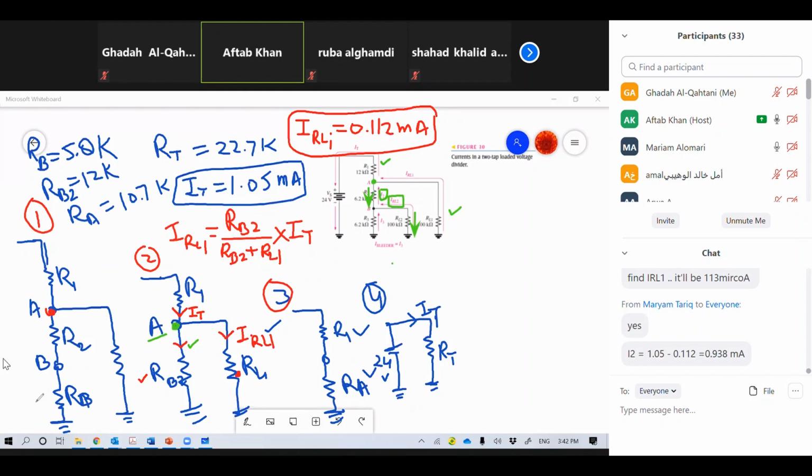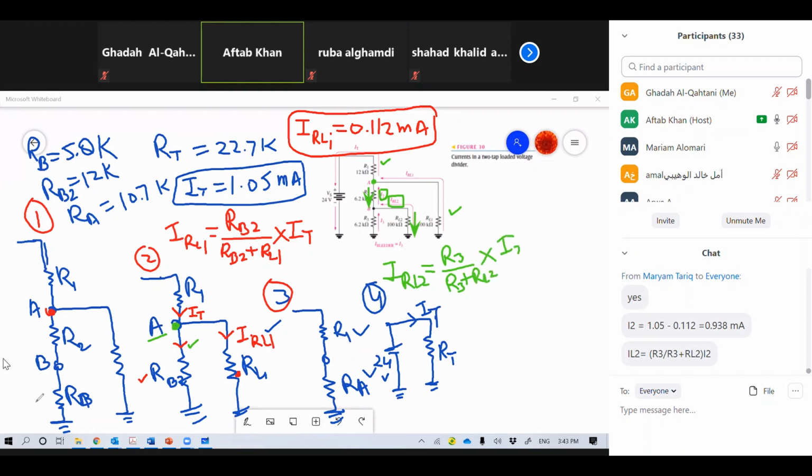Yani, yes. IRL2 is equal to R3 over R3 plus RL2 multiplied by I2. Correct, girls? Because I2 is splitting into two parts, and I have to calculate that one. So calculate that current also, which is IRL2.